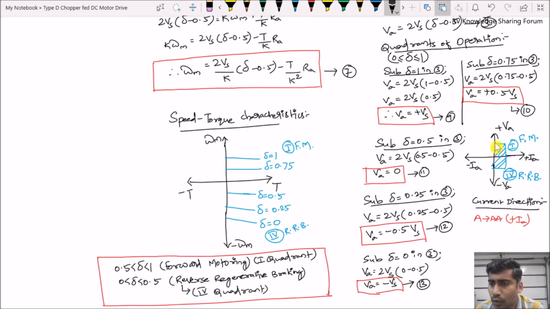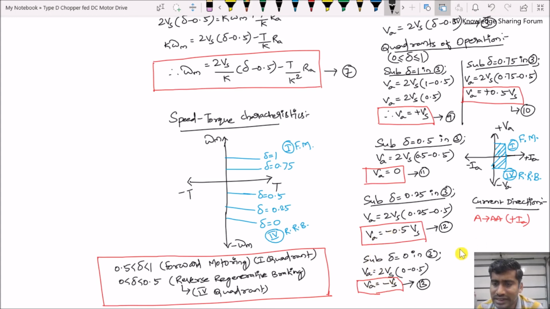Therefore, voltage is positive and armature current is positive in the first quadrant, called forward motoring. And if you look at this, when our duty ratio delta of the chopper is 0.25 and when delta is equal to 0, the output voltage Va is negative. The armature voltage, or the output voltage of the chopper, whatever it is, is negative.